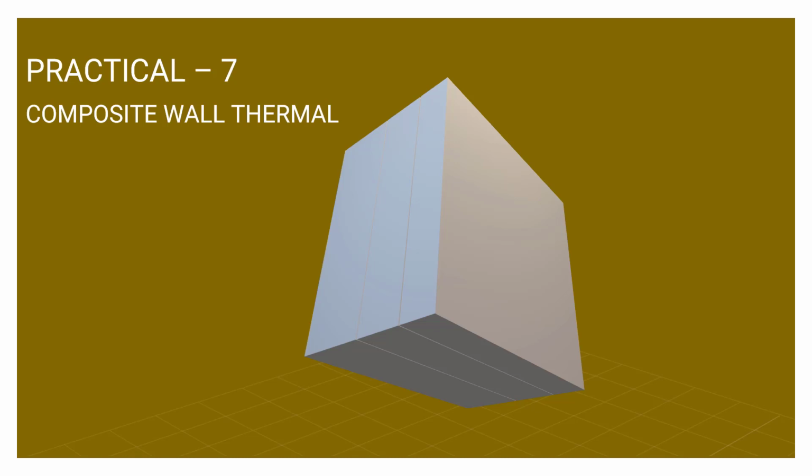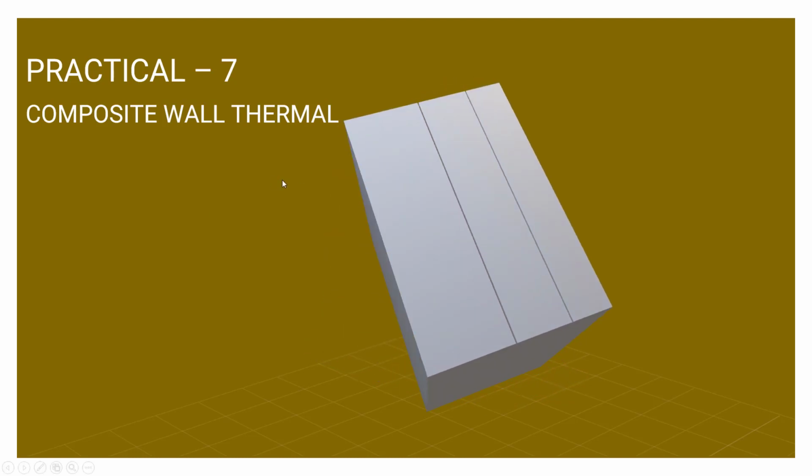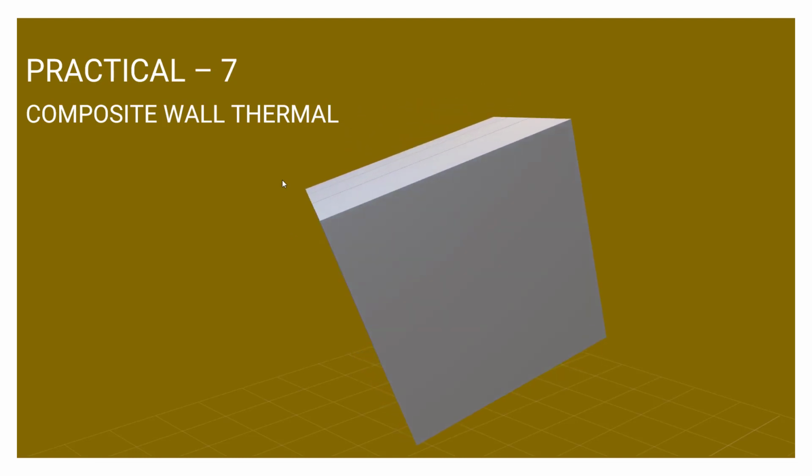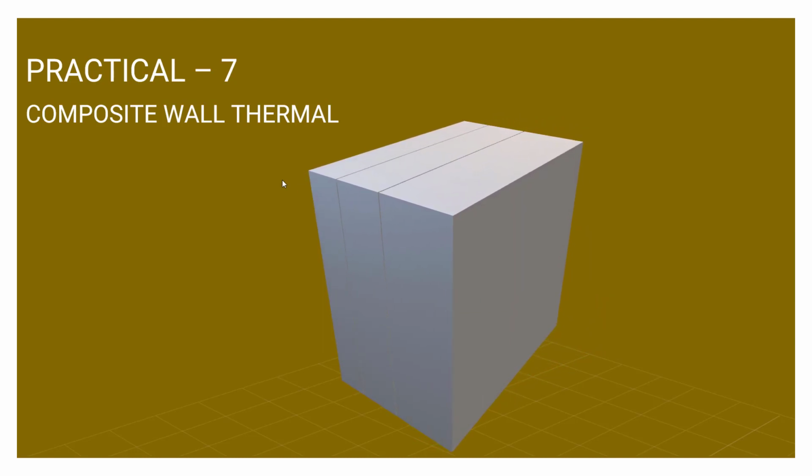Welcome to practical 7, which is on composite wall thermal analysis. In this we are going to analyze this composite wall, which has three different materials, and we are going to study the heat transfer across this wall, right? On one side there are hot gases flowing. On the other side we have the environmental temperature. So we are going to study how the heat transfer takes place throughout this wall.